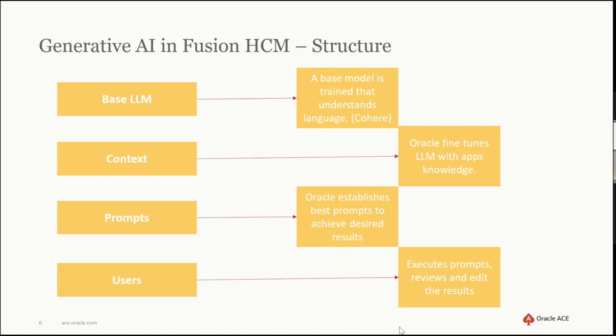Next are the prompts, which are basically the set of instructions given to the Gen AI model. Oracle has given us seeded prompts, so when Assist AI is enabled, those instructions are given to the model, and based on that, output is generated. Users execute the prompts, an output is generated, and they can review and edit the results. So that is about the structure of Gen AI.